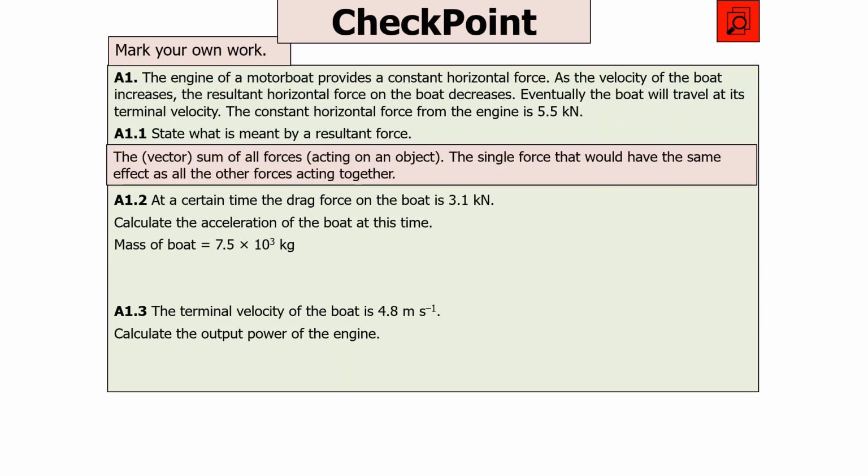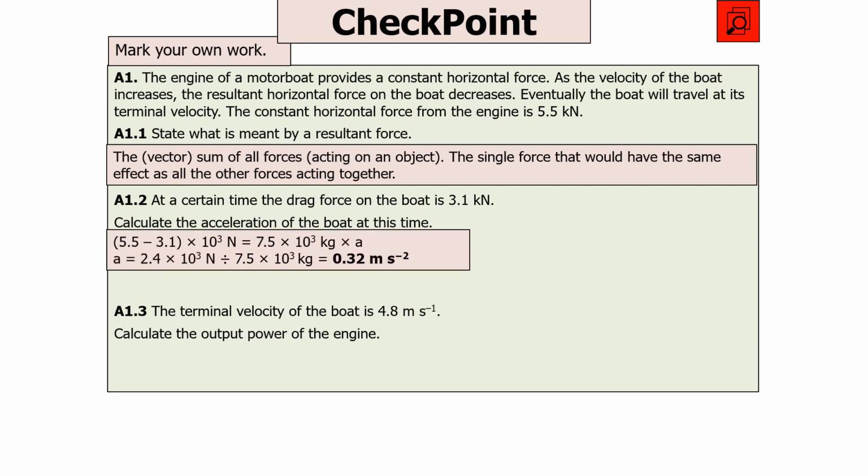Right, a resultant force is the vector sum of all the forces acting on the object. It's the single force which has the effect of all the other forces acting together. Now this next one, we're doing F equals ma, but remember it's the resultant force, so it's 5.5 minus 3.1 times by 10 to the 3, because it's kilonewtons, equals 7.5 times 10 to the 3 kilograms times by a, so a is equal to 0.32 meters per second squared.